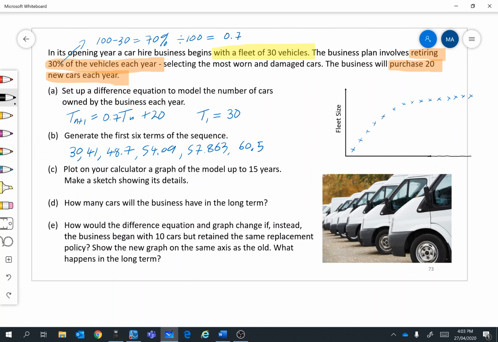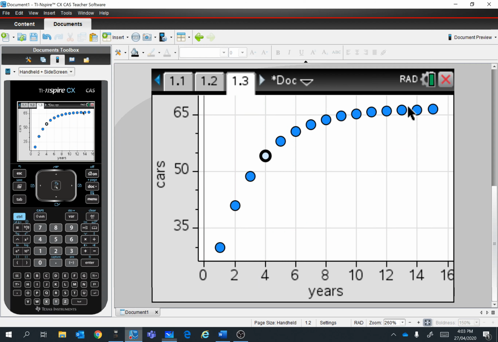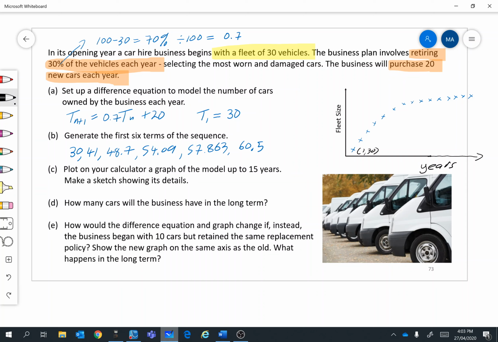We really need to extend on this a bit. I'm just going to extend that and put years down there as well to show the labels. Okay, now I'm going to label 2 of these data points. Remember, we need to do that for a sketch. So this first one was 1 and 30. You can label any 2 data points. I'll label the end one as well. 15 and 66.4. Okay, so there's that sketch.